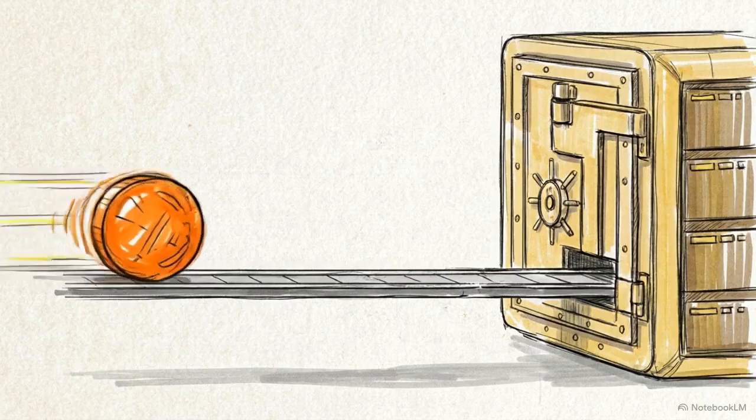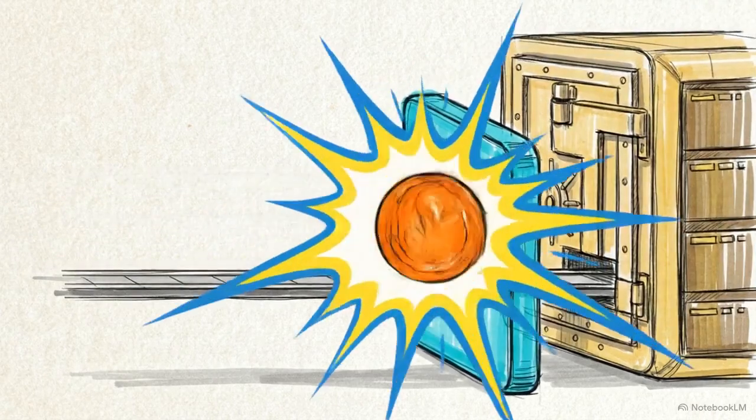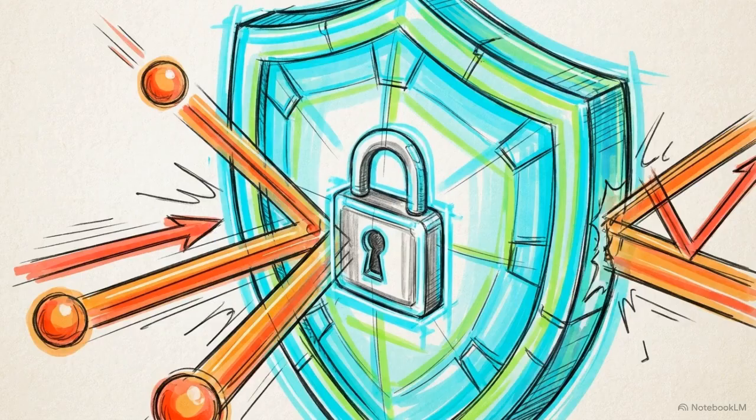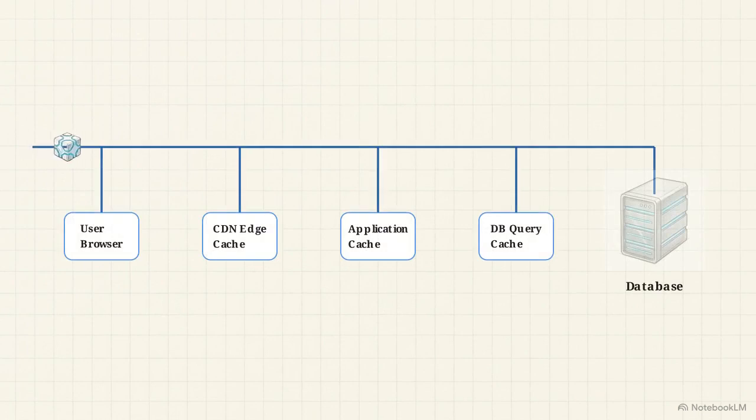Even with the perfect database engine, the most efficient query is the one that never happens. We protect the origin database using caching, an interception layer that stops requests in their tracks. This diagram illustrates where these caches sit in the request path. A single request might be stopped locally by the user browser, out at the edge by a content delivery network, deeper inside the application cache, or finally at the database query cache.